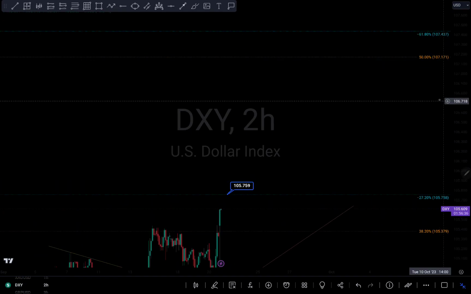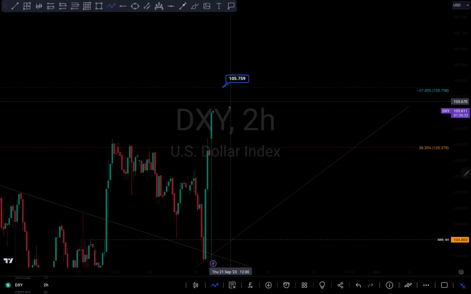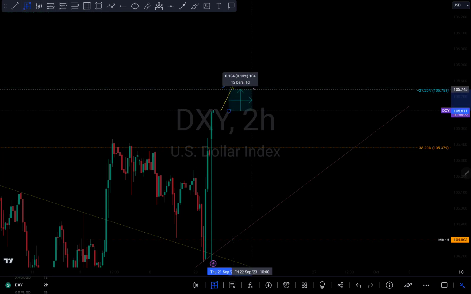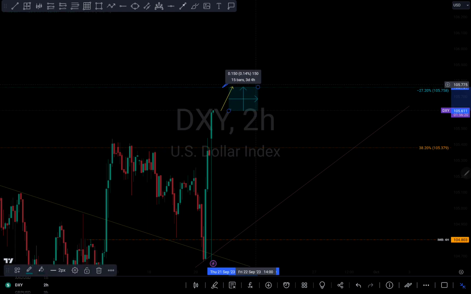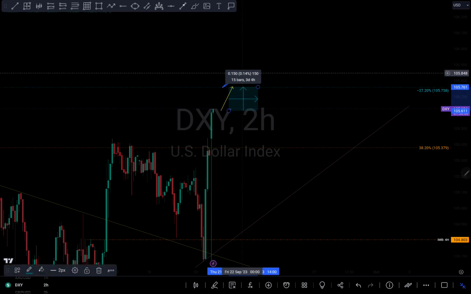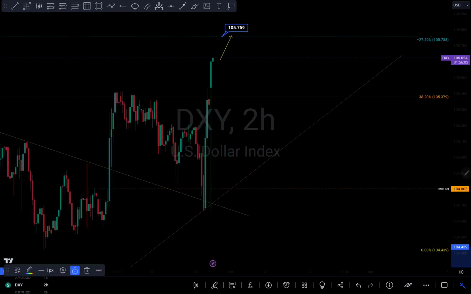So my next target on DXY is possibly 105, then that would determine our next move. We are almost there though, so from here to here, let's see how many pips that is. About 150 pips. So this is around 150 pips around that area right here. We are almost there though, but I still think we're going to push up to that level right there. Then let's see what that gives us when we get there.